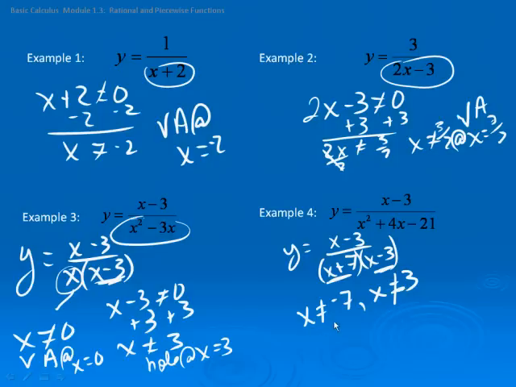This one, since it doesn't have a common factor, is going to be a vertical asymptote at x equals -7. And this one, since it does have a common factor in the numerator, is going to be a hole at x equals 3.